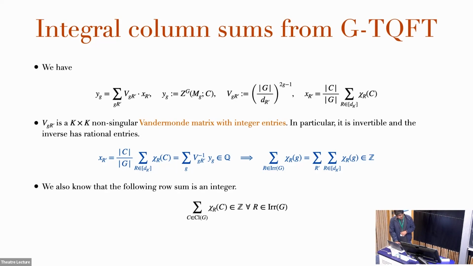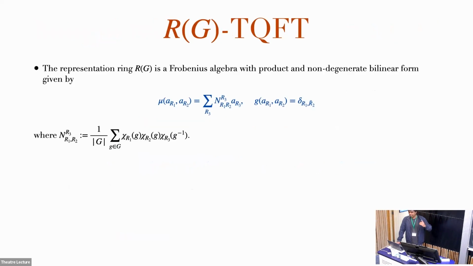To see this, the question is, can we interpret this in a quantum field theory? For this, we introduce a new topological quantum field theory, which now depends on the representation ring of the group. If we have a representation ring, you can put a multiplication on it, which is this mu that we have here, given by the tensor product of irreducible representations, decomposed with integral coefficients. We also have this G, which is a non-degenerate bilinear form, and we can make RG into a Frobenius algebra. So this defines a new TQFT.